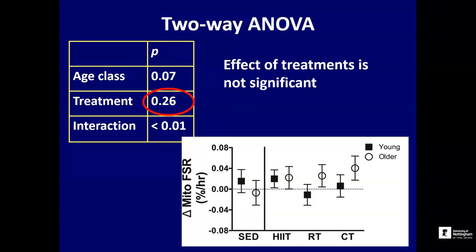The effect of treatment is also not significant. So what that's telling us is that if you ignore the different symbols now and just focus on the data for sedentary people versus the data on the high intensity treatment and the resistance training and the combined, there is no overall difference between these four different groups of data. So it's not like the protein synthesis rates are higher overall for the combined training or the sedentary or whatever. It looks like there are some differences, but they're not significant.